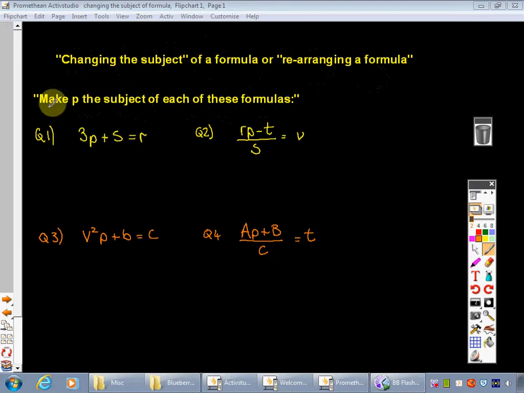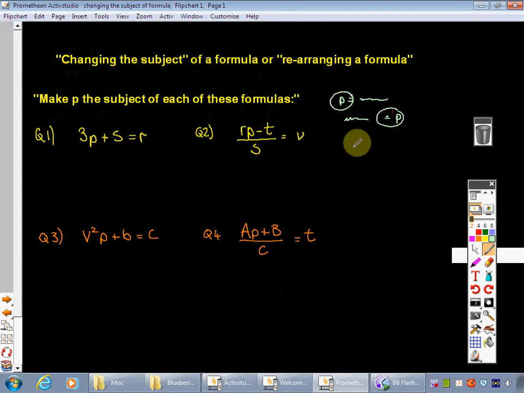So, looking at the first question, make P the subject of each of these formulas. That means by the end of our work we want to get to a point where we can say P equals whatever it's going to be. Or it might be that we get something equals P. Whatever it is, we're going to be able to isolate that equals P bit by itself and have all our other workings here. There are different ways of doing this. The way that I find most useful to students is to use a simple flow diagram. I like using flow diagrams because you can use it in so many topics.